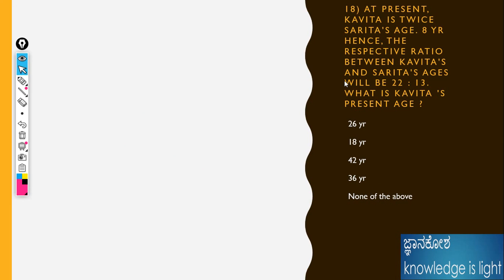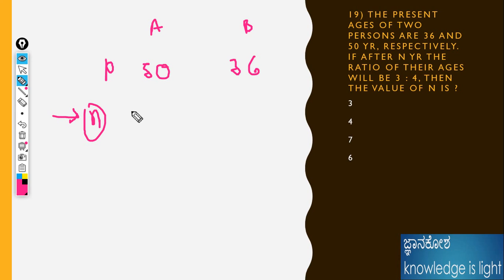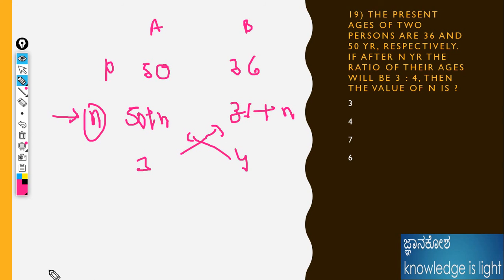Okay, next question. The present ages of two persons are 50 and 36 respectively. If after n years the ratio should be, I don't know how many years it takes, I will just take 50 plus n and 36 plus n. Understand? The ratio should be 3 to 4. Just cross multiplication and we get the answer for this question. Very easy way.